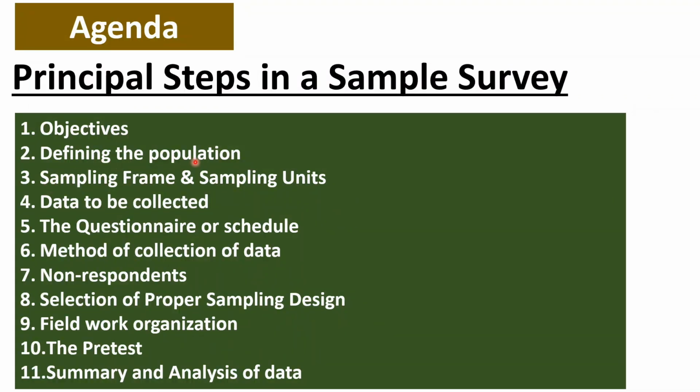Next one is defining the population. Instead of doing the survey for the whole population, we take a sample of the population and we do the survey. In order to take the sample, first we need to define the population. And this is the second step. The third one is the sampling frame and the sampling units. Sampling frame is nothing but all the included participants from the population. And sampling units are the units which are collected from the sampling frame.